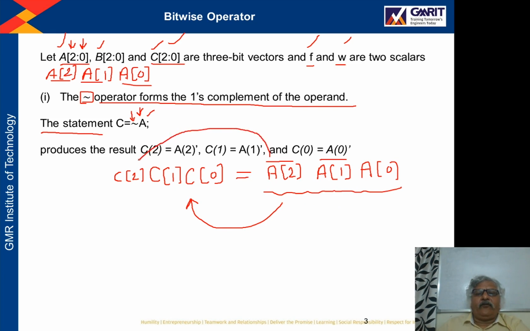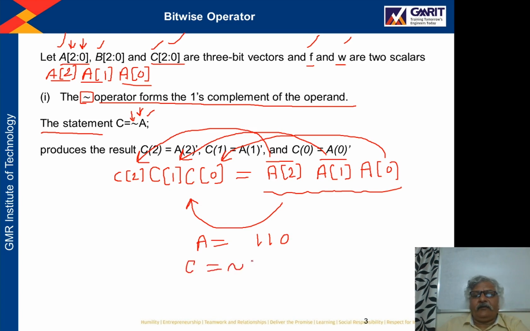Complement of A2 will be assigned to C2. Complement of A1 will be assigned to C1, and complement of A0 will be assigned to C0. Let us assume A is 1 1 0, right? So if I perform this operation, C is equal to tilde A.